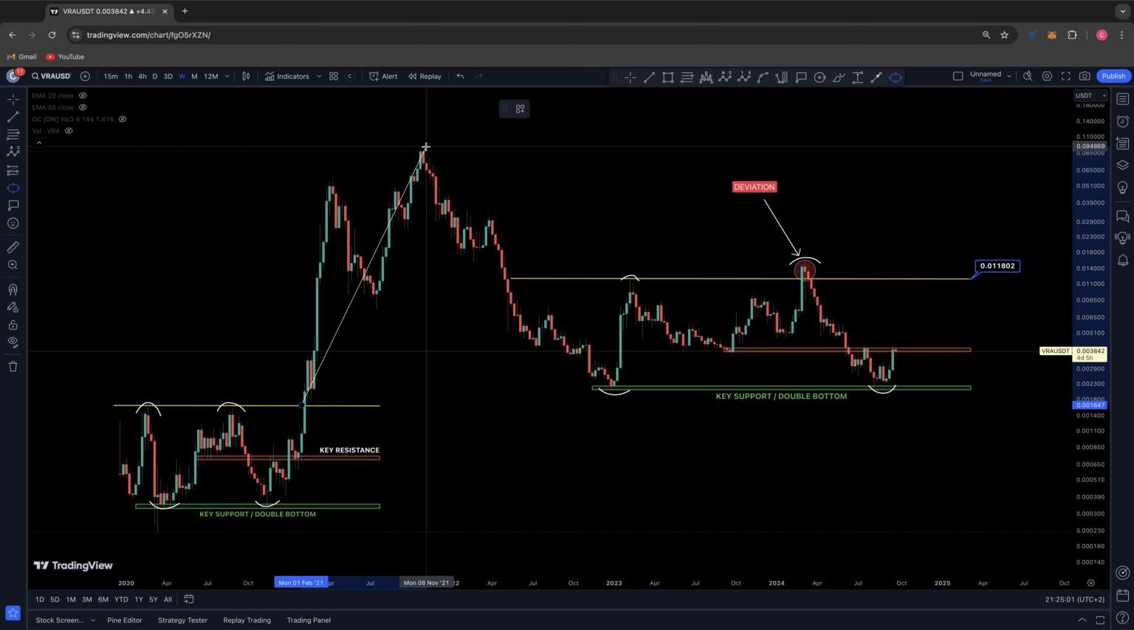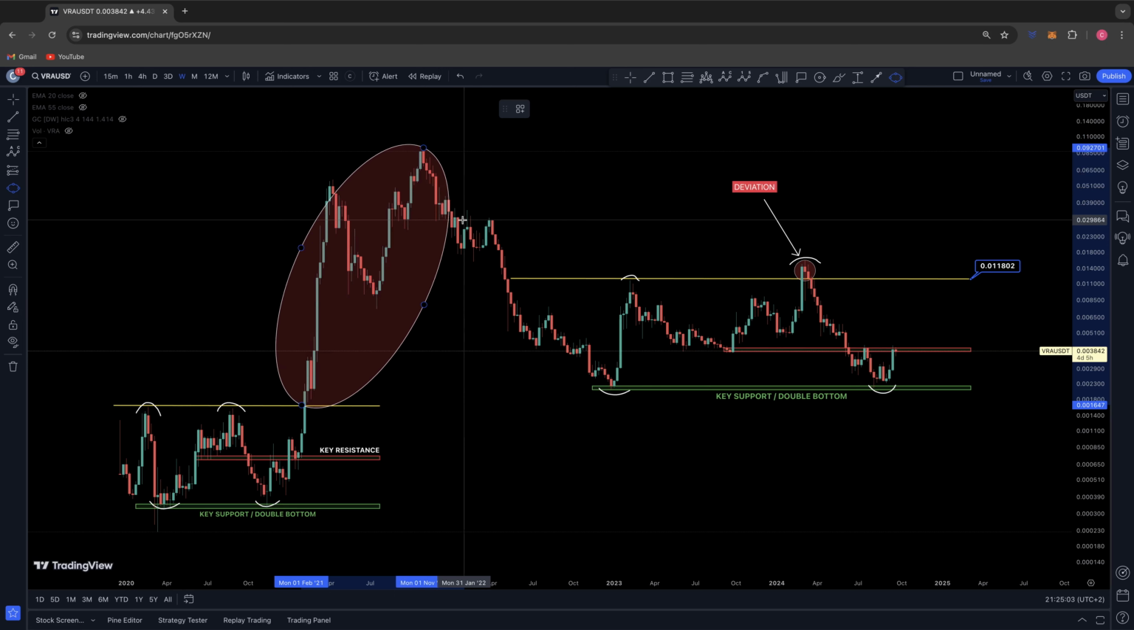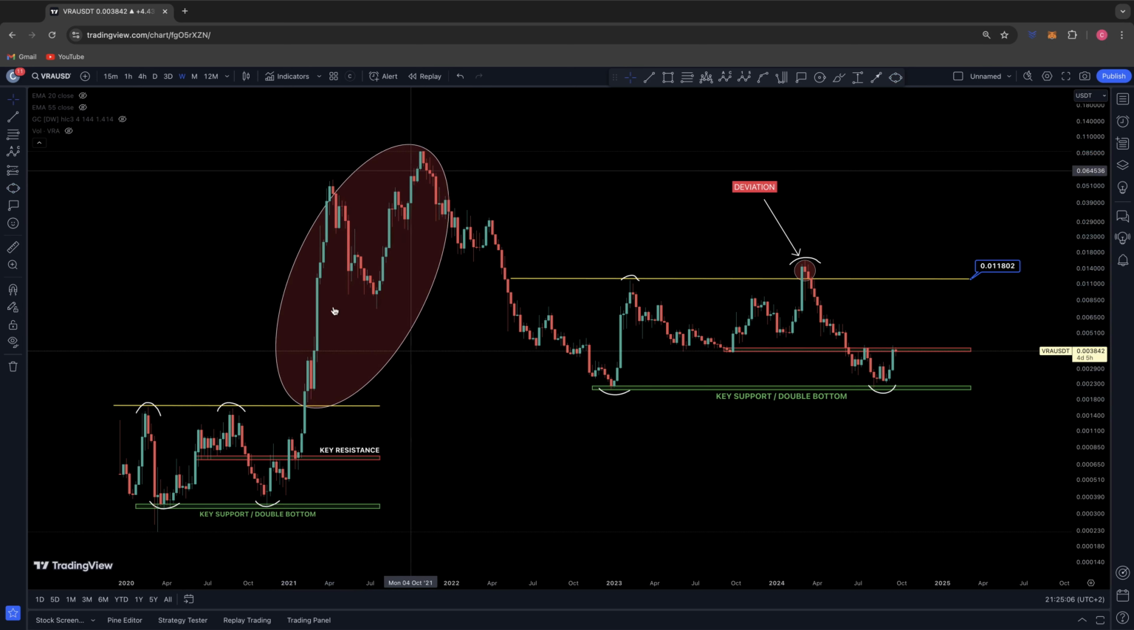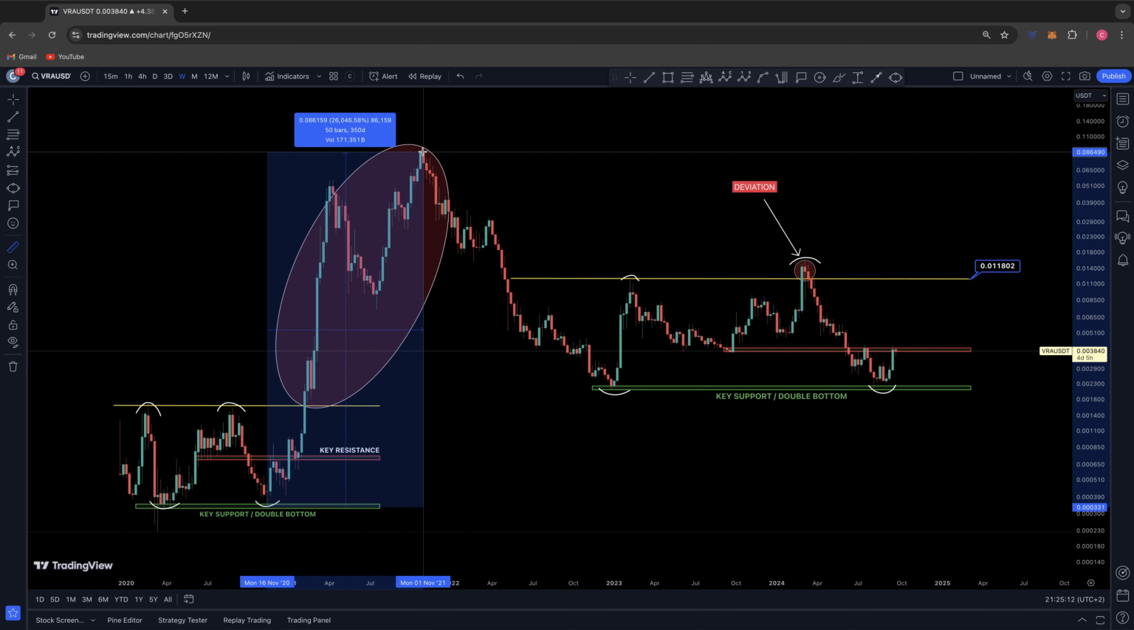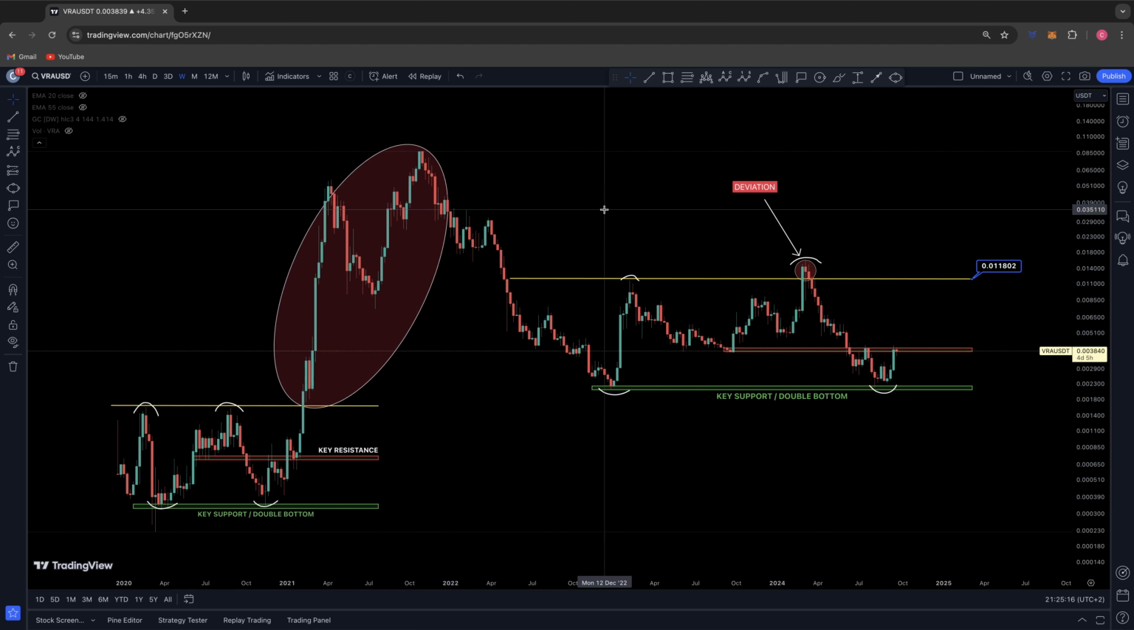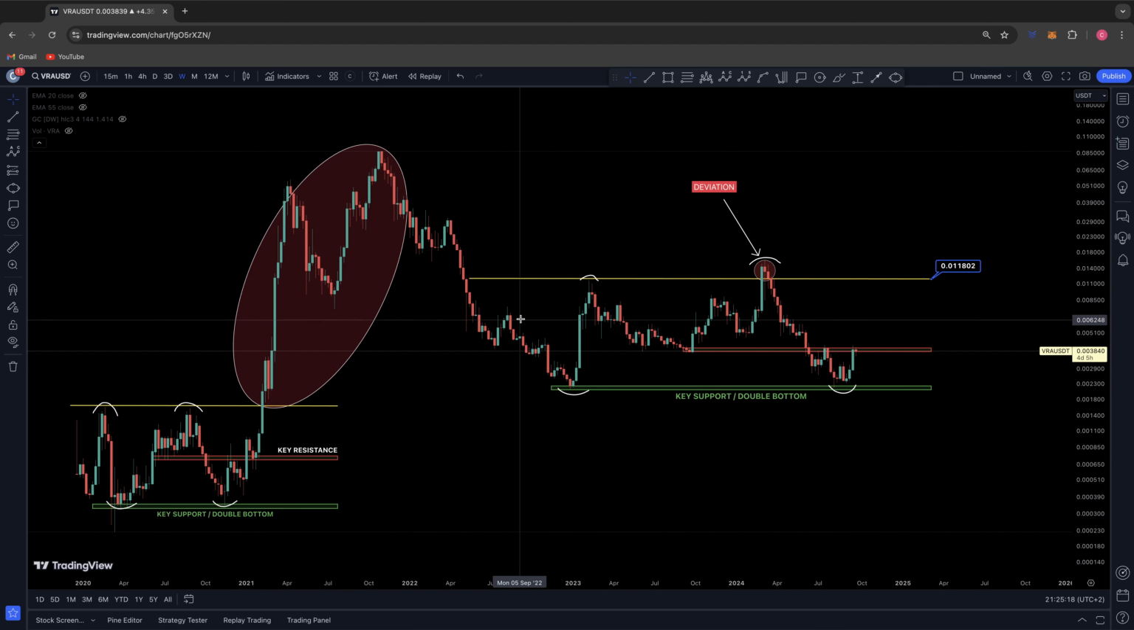When we actually took this resistance out, we had a really large impulsive move for VRA, and from its lows back here in the last cycle, it rallied up approximately 26,000%. So this thing can move, and I think fast forward to where we are now, we're doing something very similar.